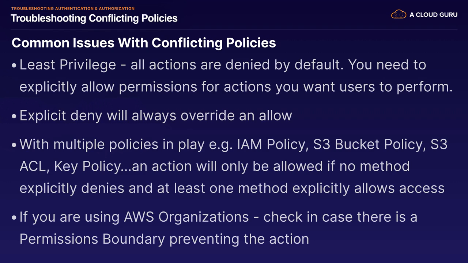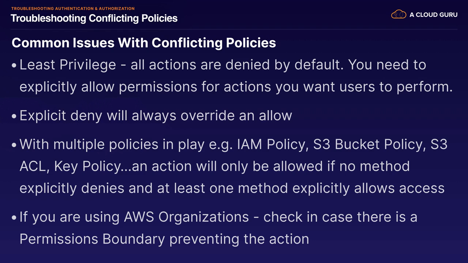And you may well see in the exam questions or scenarios where they ask you to troubleshoot, or where they ask you if a particular action is allowed or denied based on a set of identity access management policies and resource policies. So you're going to need to understand how these policies work in combination with each other. And the main things that you need to remember are that in AWS, authentication and access control takes a least privilege approach. So what that means is that all actions are denied by default, and you need to explicitly allow permissions for the actions that you want your users to be able to perform.